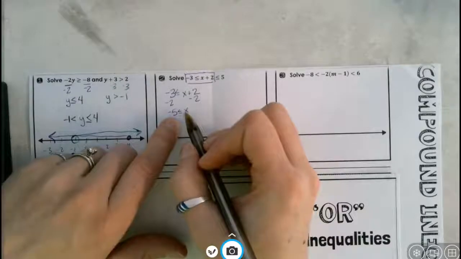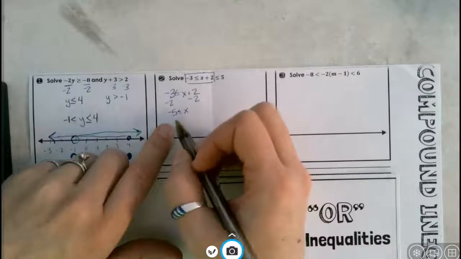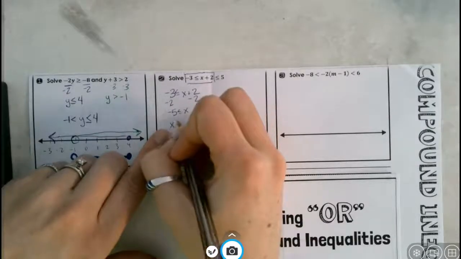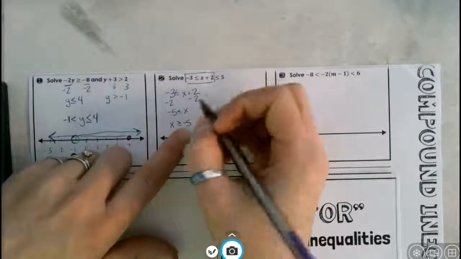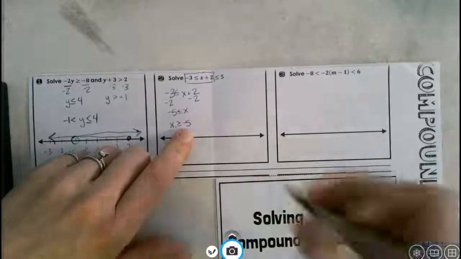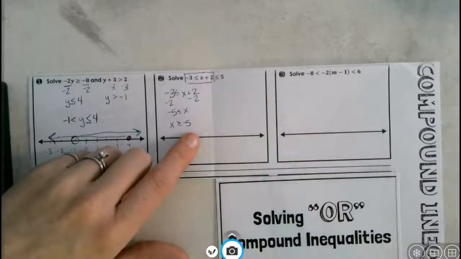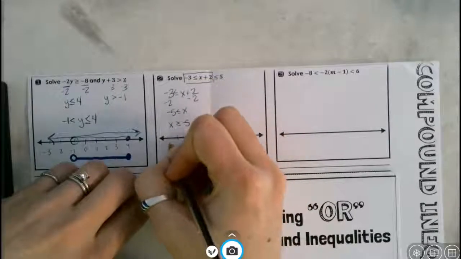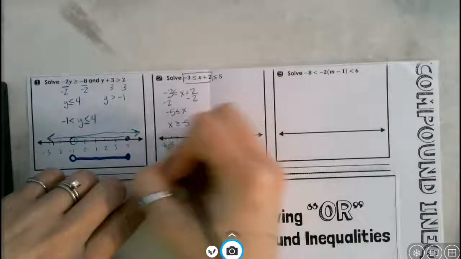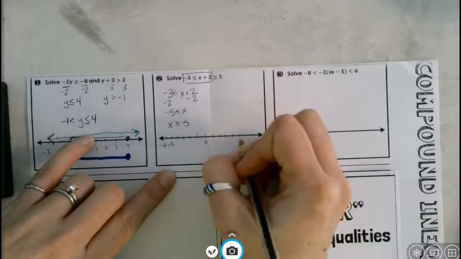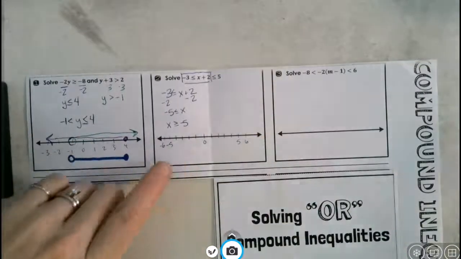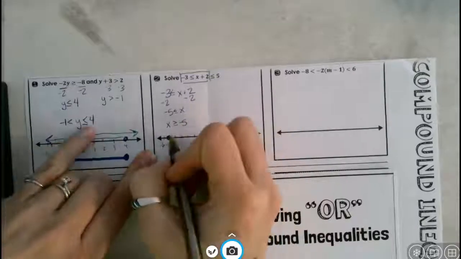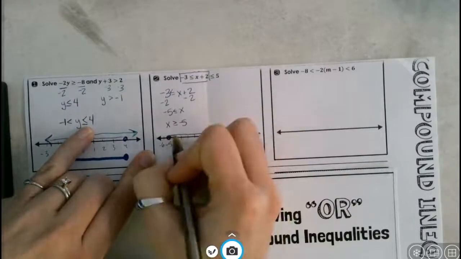I like having my x first, my variable first, so I'm going to switch the direction. My x was by the big side, so it's by the big side again. There we go. Now I can graph that one as well. Again I see x is greater than or equal to negative 5, so a closed circle at negative 5 and everything is shaded to the right.